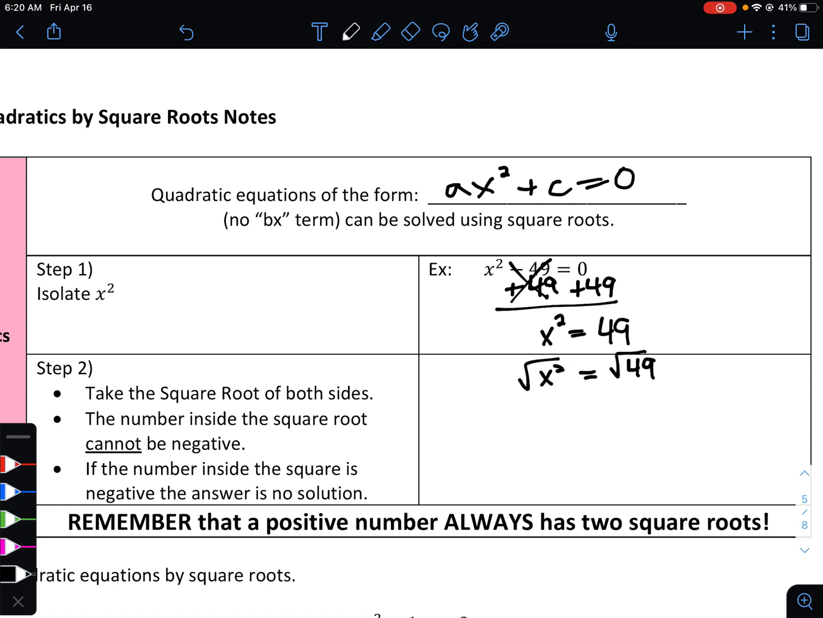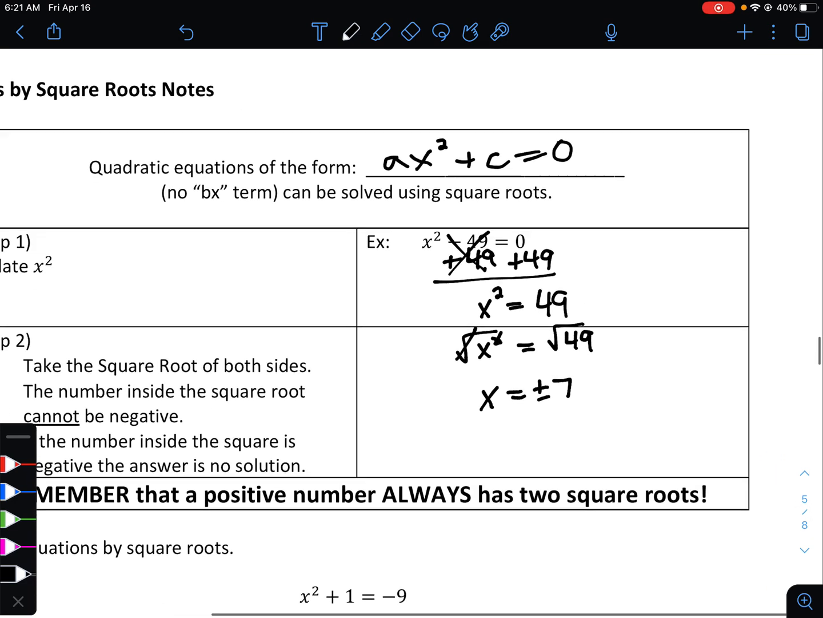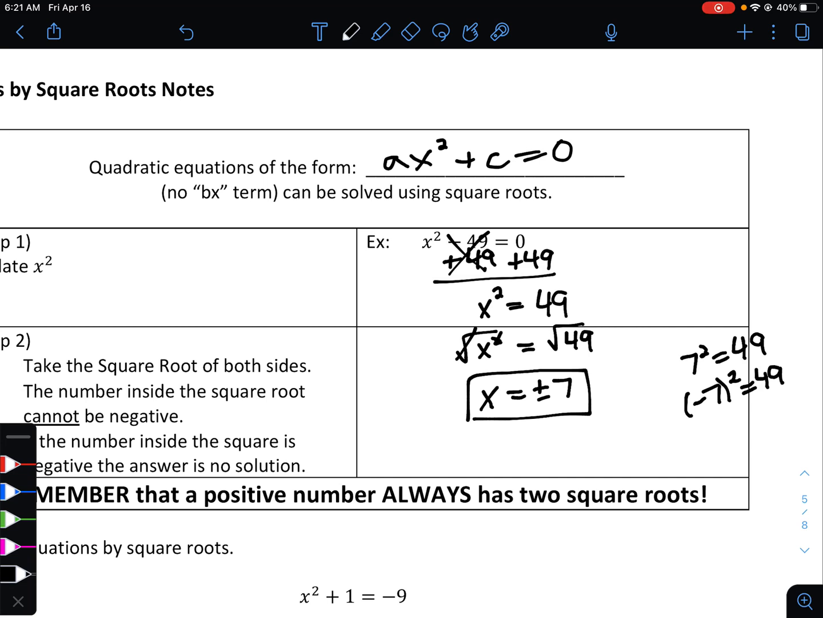And on the left side, your square root and exponent of 2 are going to cancel. That's just going to give you x. The square root of 49 is 7, but we need to make sure and write that it could be positive or negative 7. And the reason for that is, if you think about it, 7 squared is 49, but also negative 7 squared, which would be negative 7 multiplied by negative 7, is also 49. In other words, you always need to put a positive or negative sign in front of the variable.